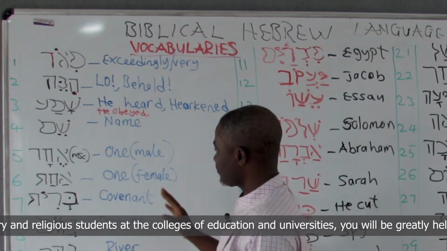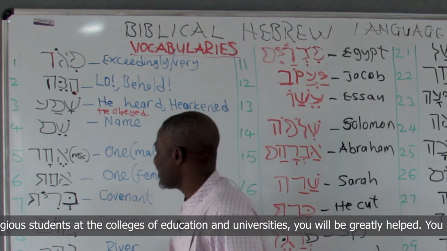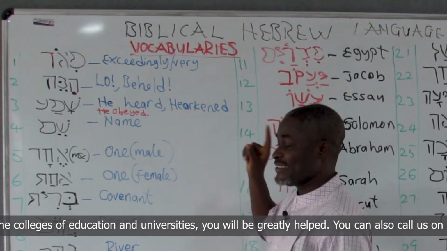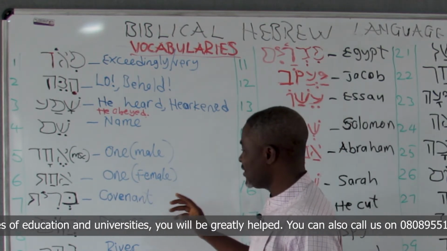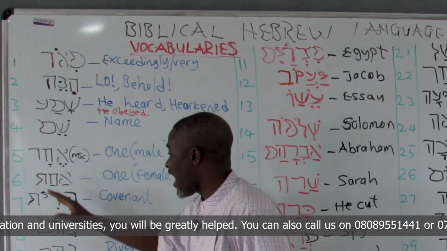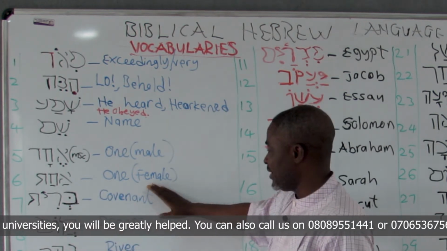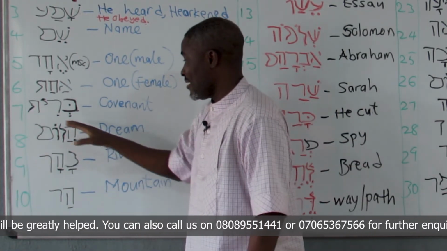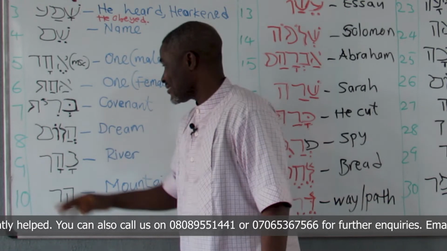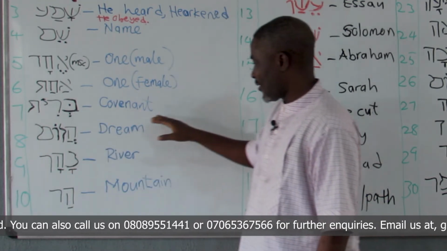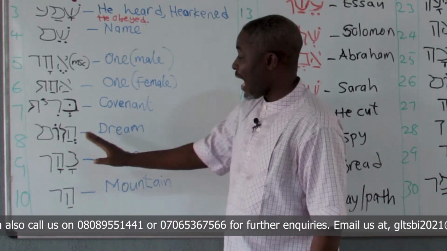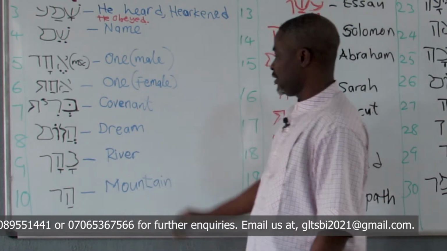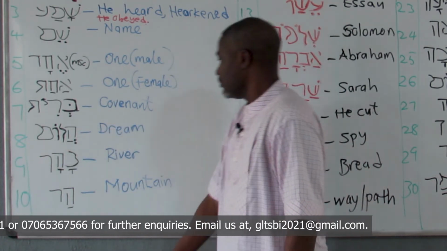Then you have echad. This is the masculine word for one. But the feminine of it is achat, which is the one for feminine. Then you have covenant, which is berit. Berit is covenant. Then the next one is chalom, which is dream.